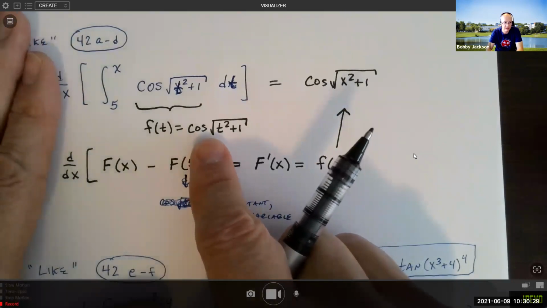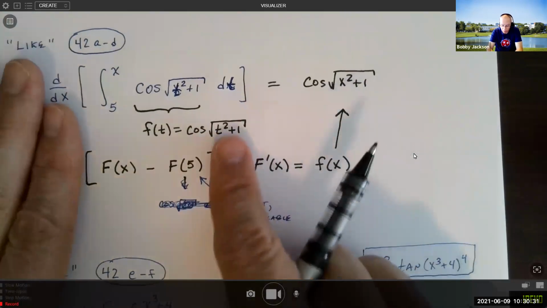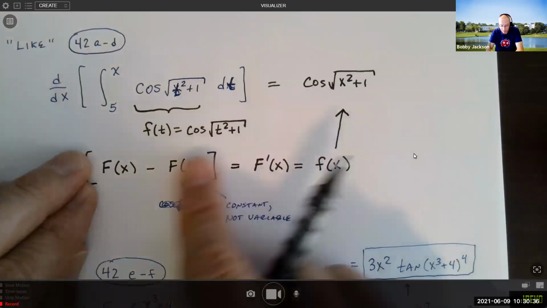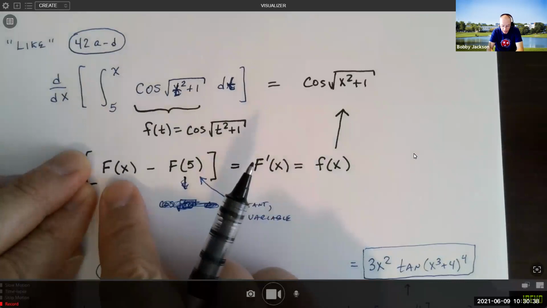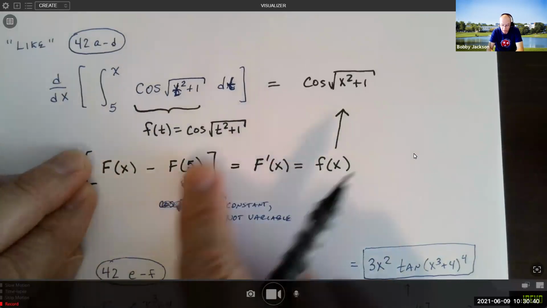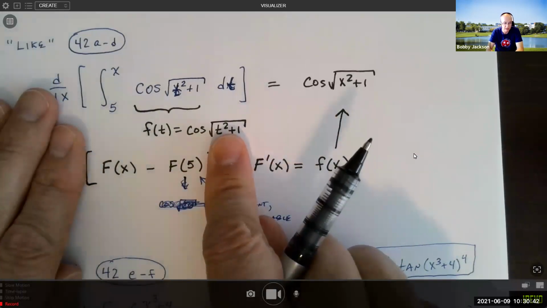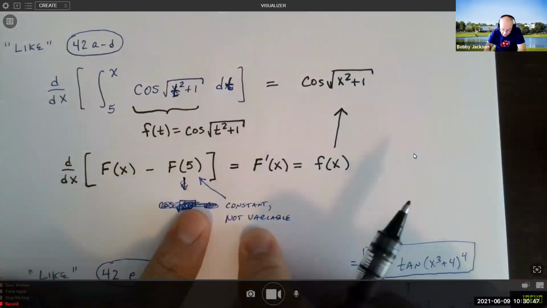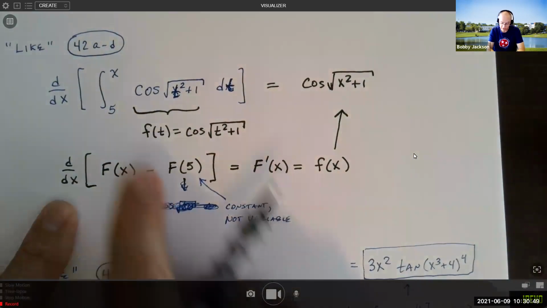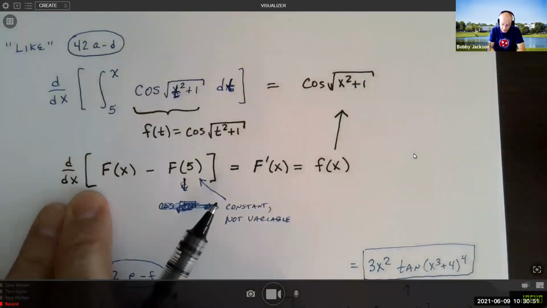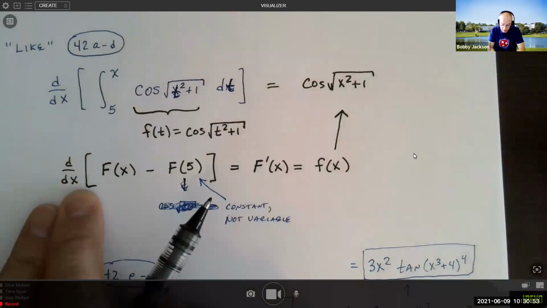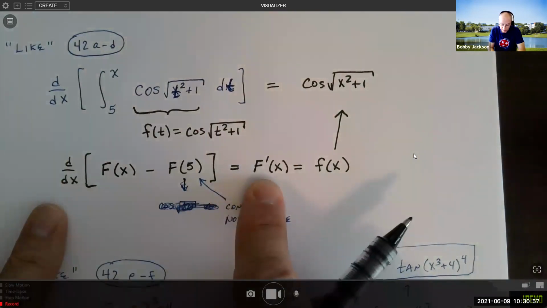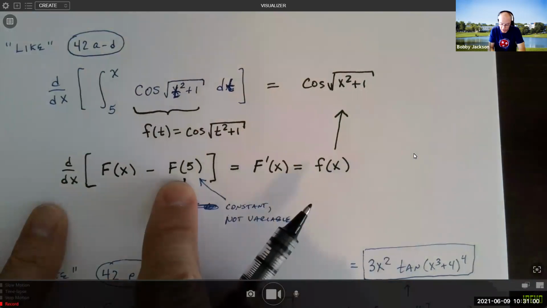But let's just call that antiderivative capital F. And so what we have in here by the fundamental theorem of calculus part 1 is capital F evaluated at the upper limit, right, minus capital F evaluated at the lower limit. Now I don't know what this capital F is, but I do know that F of 5 is a constant. F of 5 here is a constant. So when I take the derivative with respect to x of this stuff in here, I take the derivative of capital F of x, I get F prime of x, right? Derivative of a constant is 0. So I just get this.